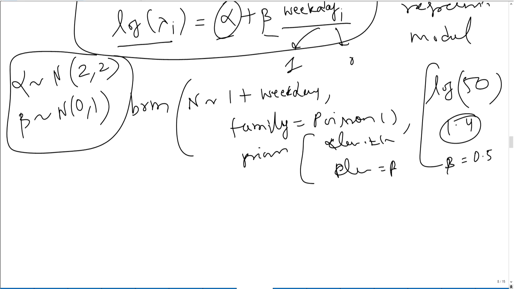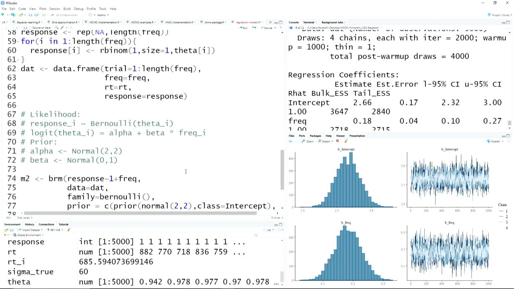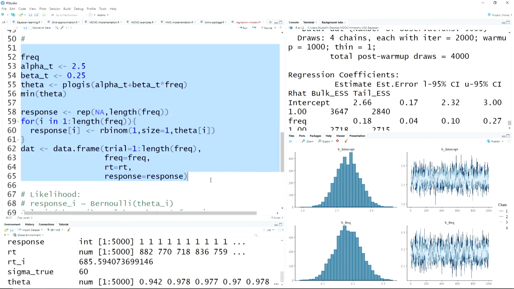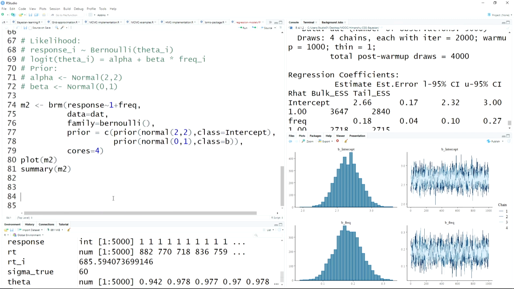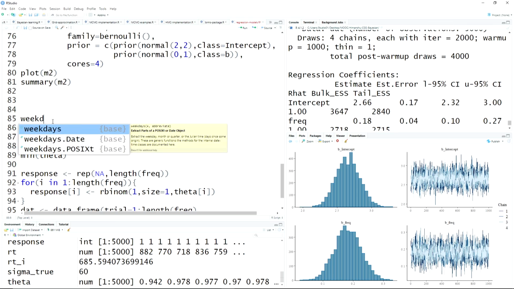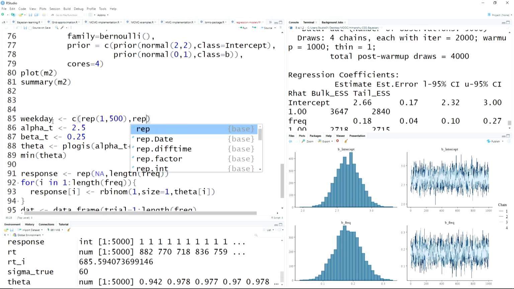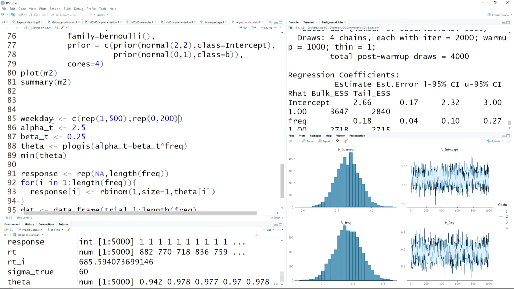To implement it in BRMS, let us generate a little bit of fake data in the same way as we generated here, and then we fit a Poisson regression model. So rather than frequency, now you generate weekday kind of data. So let's say this is c of repeat 1, 100 times, and repeat 0, 200 times.